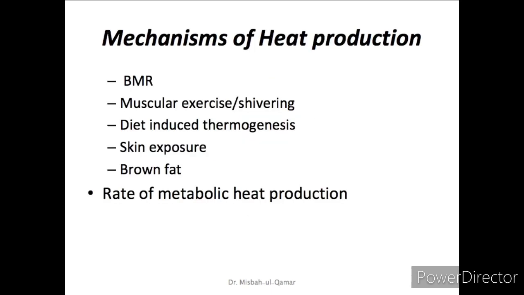Now let's briefly revise the mechanisms which are used for heat production by our body. The first one is the BMR. What is this BMR? It is basically the minimum amount of heat which is produced when a person is physically and mentally relaxed. Most of this BMR heat is produced by the liver, heart, muscle, skin, brain, endocrine organs, and some other tissues. How is BMR affected by temperature? With each degree rise in temperature, there is a 13% increase in the BMR.